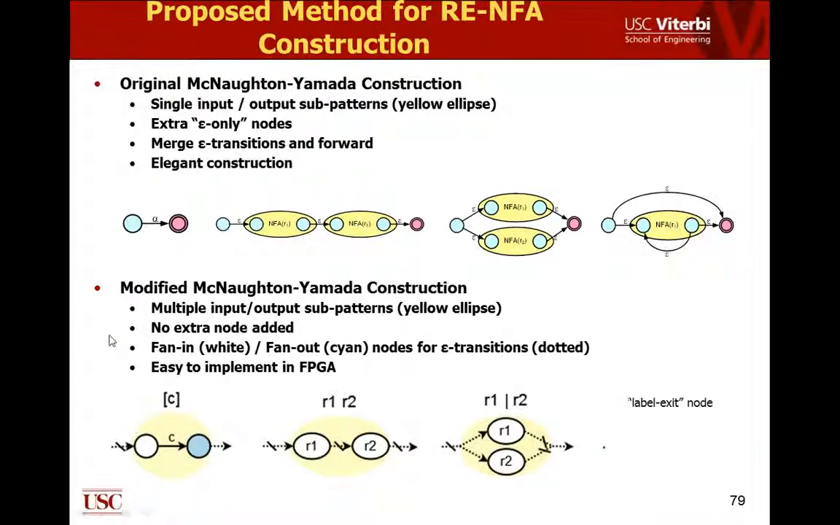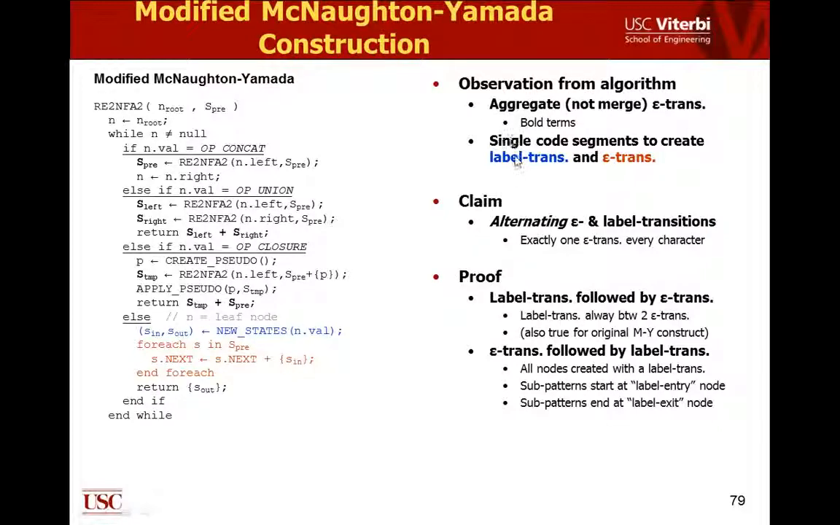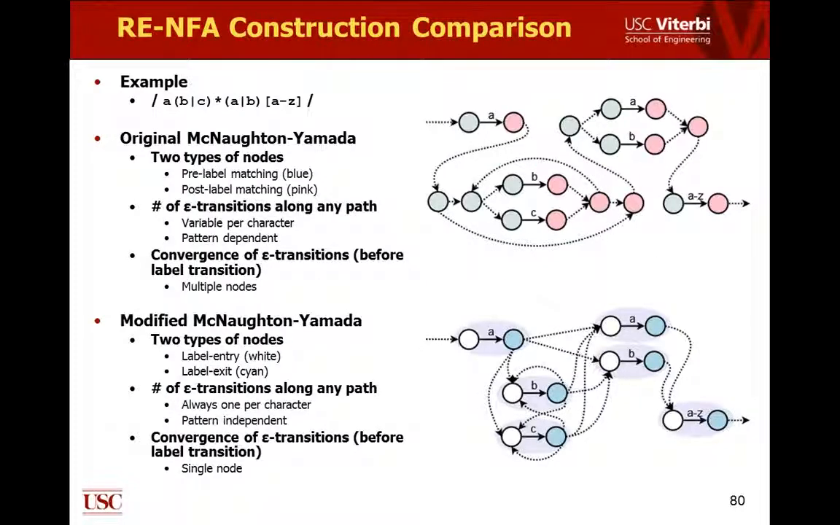And that is what I have summarized here as a particular claim, that in the modified construction method, there is always going to be alternating paths between epsilon and non-epsilon transitions, or label transitions we call them, that ensures that our clock rates are going to be high in those implementations. So I'm going to be, as promised, skipping a lot of details here about how to do this particular implementation. I would like to keep some time for discussions towards the end.